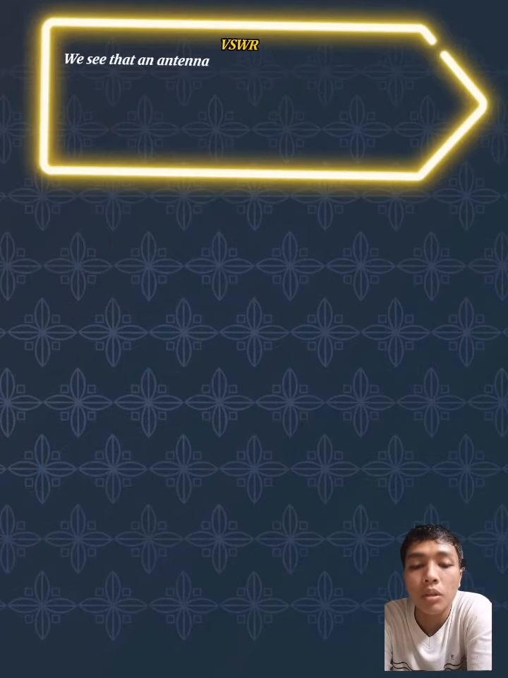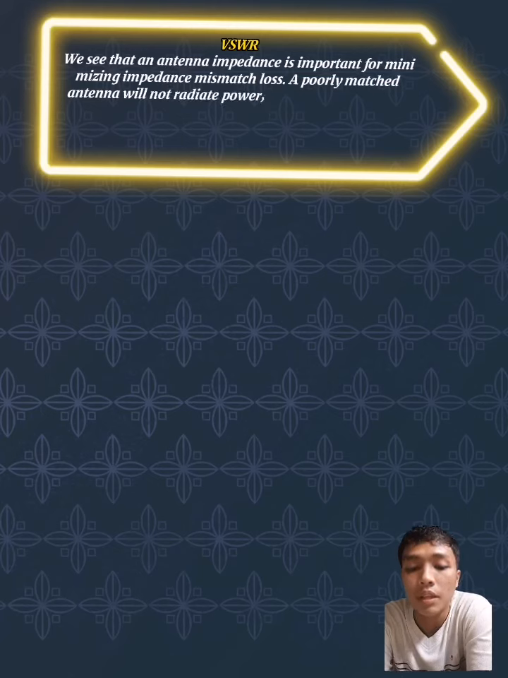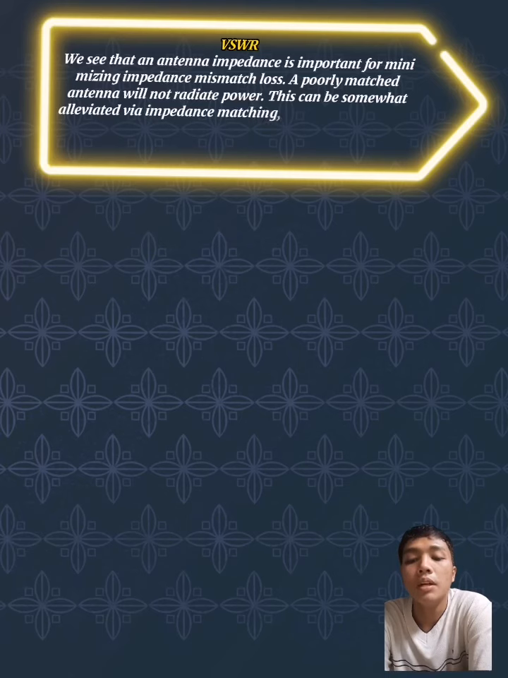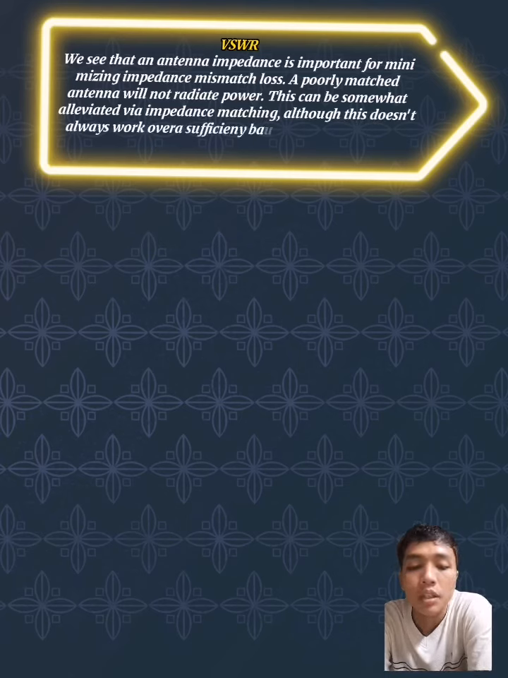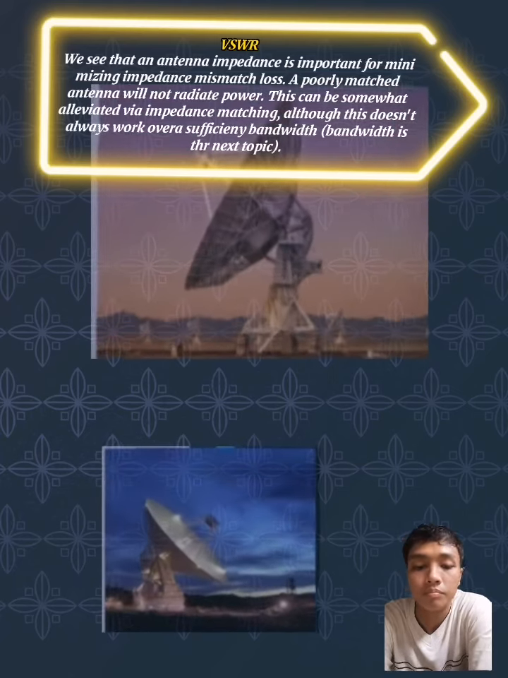VSWR stands for voltage standing wave ratio. An antenna's impedance is important for minimizing impedance mismatch loss. A poorly mismatched antenna will not radiate power. This can be somewhat alleviated via impedance matching, although this doesn't always work over a sufficient bandwidth.